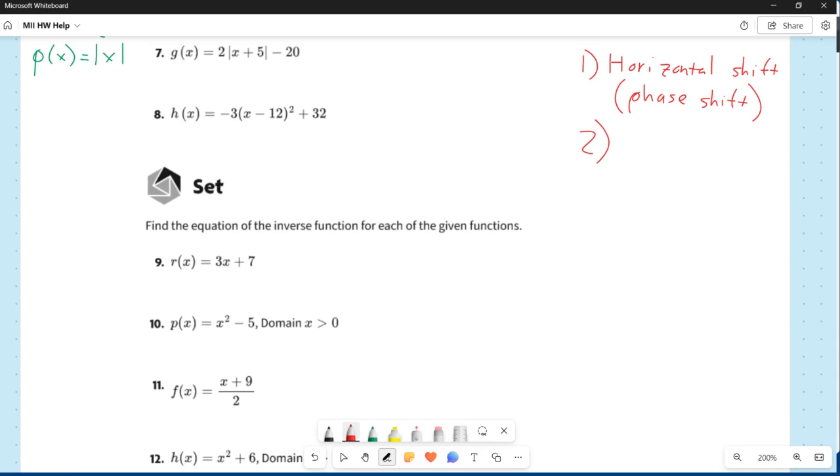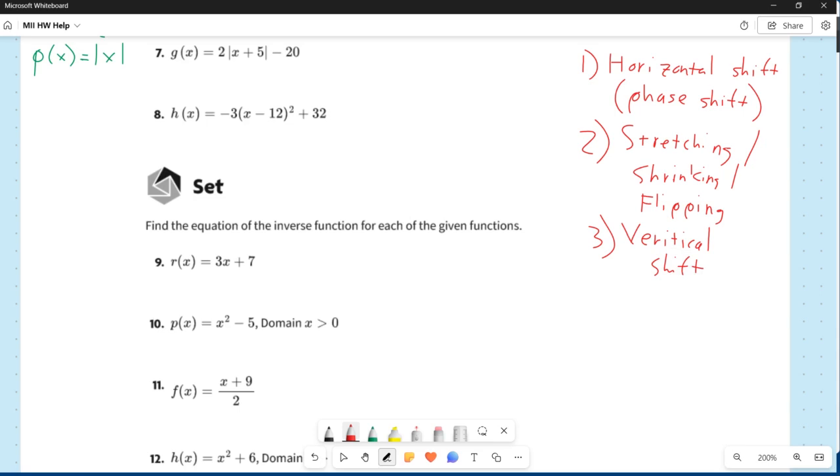After you've addressed any kind of horizontal shift or phase shift, then you need to talk about any kind of stretching or shrinking or flipping. If it's both stretched and flipped, you can do those as 2 separate steps, or you can say them as 1 step. And then the third thing is any kind of vertical shift that you may have. So you have to go in that order.